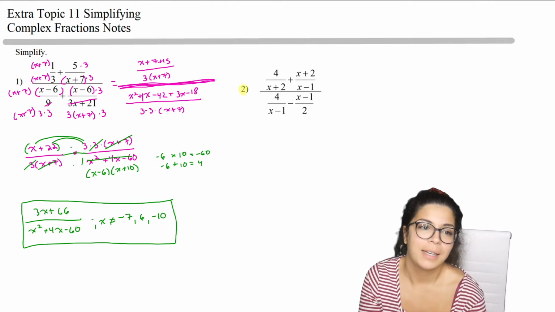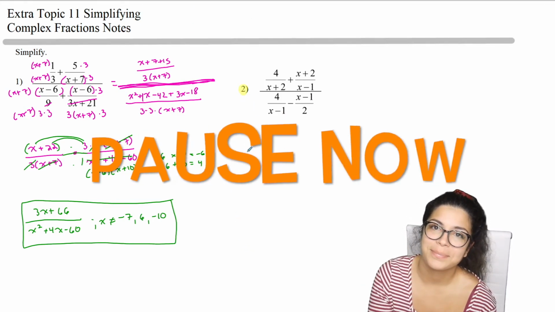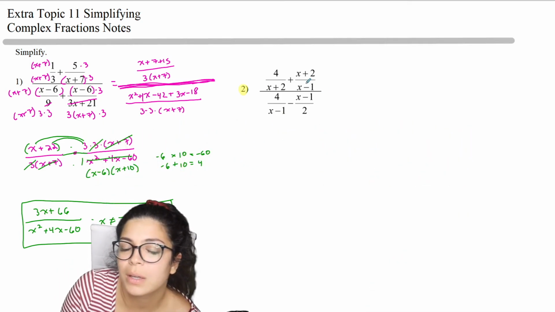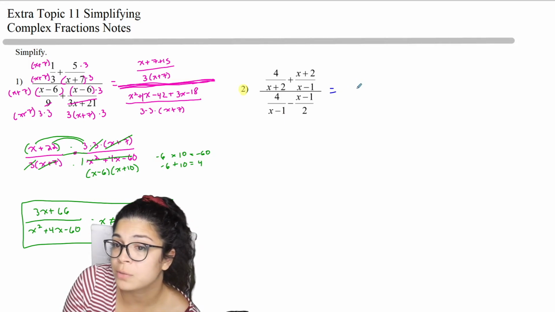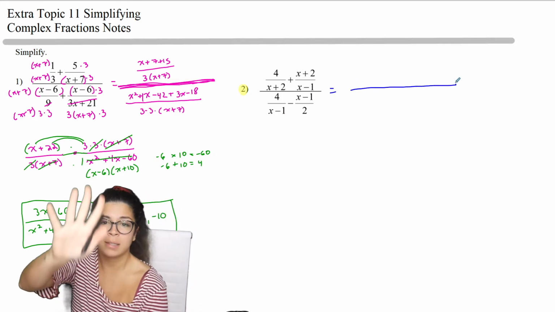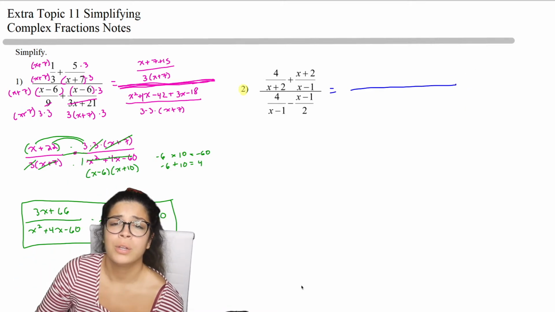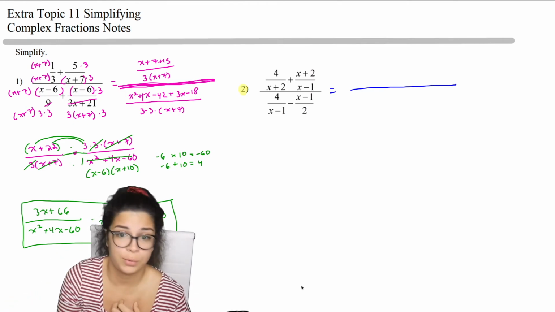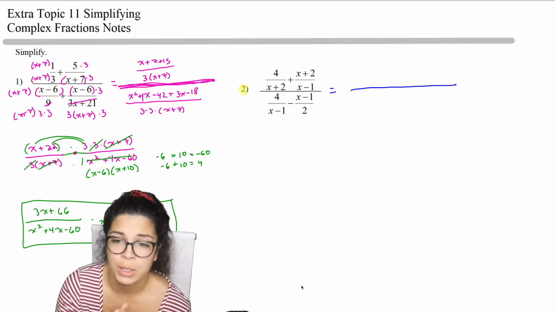All right, go ahead and pause the video now and try number 2 on your own. Okay, so with this one, again, you want to just focus on consolidating. There are two fractions in the numerator, so you want to consolidate that to one term only, right? There are two terms in the denominator as well. You want to consolidate that to only one term.